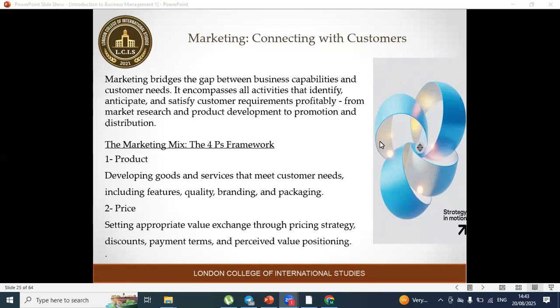The marketing mix, the 4Ps framework. Number one, product, developing goods and services that meet customers' needs, including features, quality, branding, and packaging, which means starting with the whole process, the quality, the brand that you are going to promote, and then the packaging. Then the price. The price should be competitive, which means I will give you the same quality or maybe better than the other competitors.